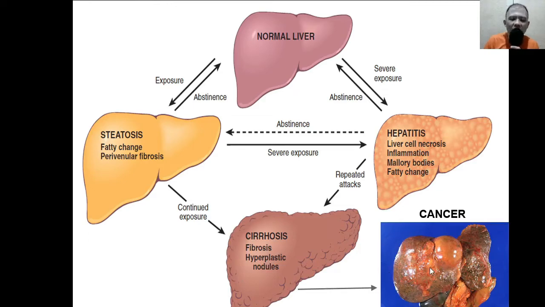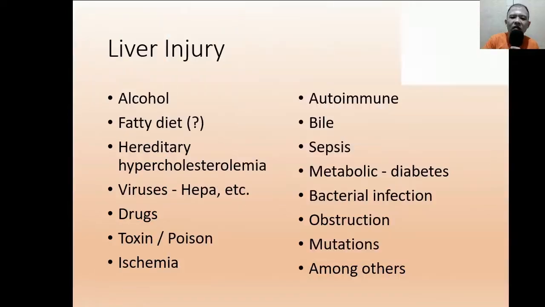Actually, there are other conflicting thoughts about the development of cancer, because other schools of thought say that from hepatitis it can still go straight to cancer. Okay, so the liver is injured by different injurious agents or stimuli, the most common of which is alcohol. It can also be a fatty diet.